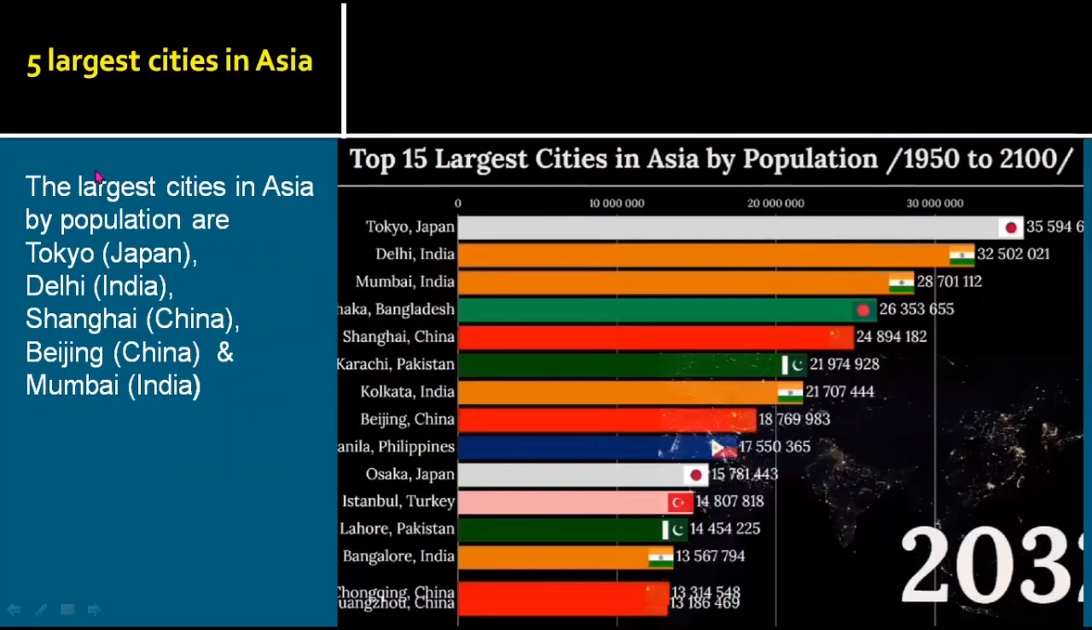In terms of cities, the largest city in Asia by population is Tokyo, which is in Japan. Second is Delhi, which is in India. Then we have Shanghai, which is in China. Then we have Beijing, also in China, and Mumbai, which is in India. Then come Dhaka and Karachi. So you can see here the largest cities found in Asia.